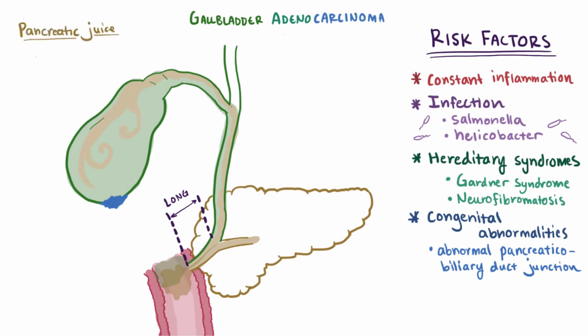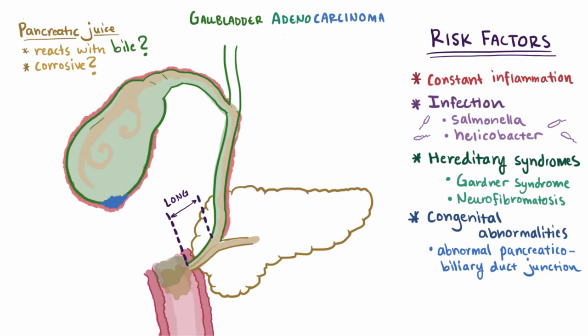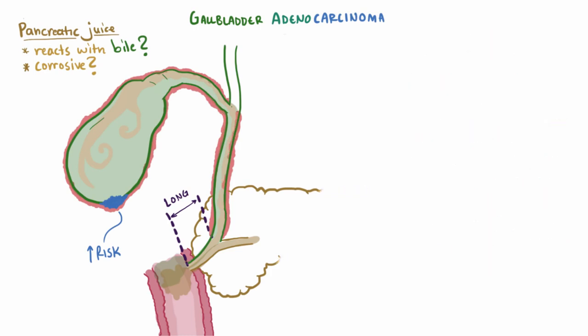Pancreatic juices getting into the bile ducts starts to change the composition of bile, possibly through reactions with the pancreatic enzymes in the pancreatic juice, but also possibly just from the pancreatic juices themselves being corrosive to the lining of the gallbladder. This is thought to lead to a chronic state of inflammation in the bile ducts and the gallbladder, therefore making these patients much more likely to develop gallbladder cancer. This condition is most prevalent in Asian populations, particularly the Japanese.